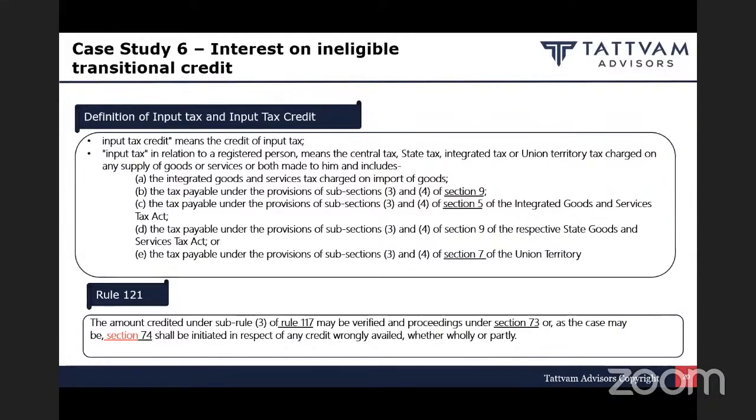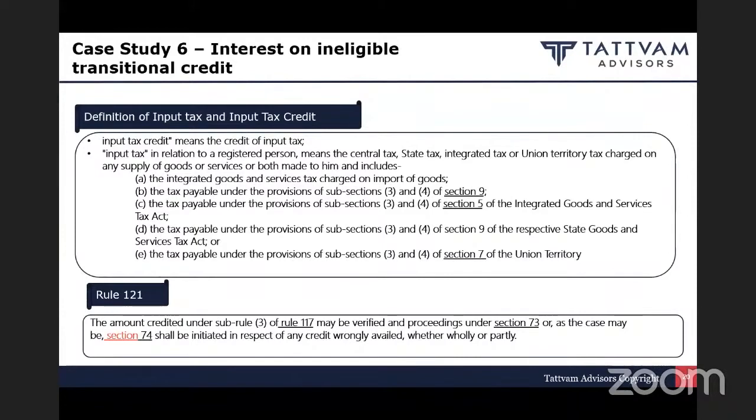And when we see input tax credit, it is defined, and it covers a certain situation. Input tax credit means the credit of input tax, and input tax in relation to a registered person means the CGST, SGST, IGST, UTGST charged on any supply of goods or services, including GST paid under reverse charge or at the time of import, etc. So input tax credit basically covers the ITC of the GST which you have availed, and it does not cover the transitional credit which you have carried forward.